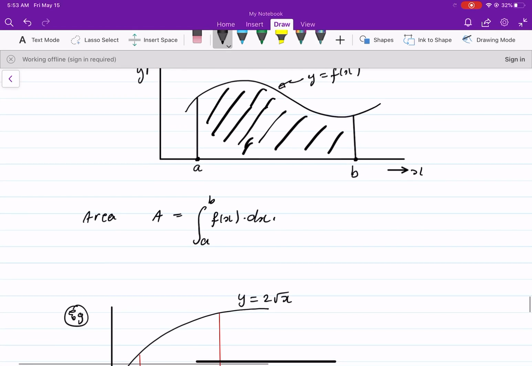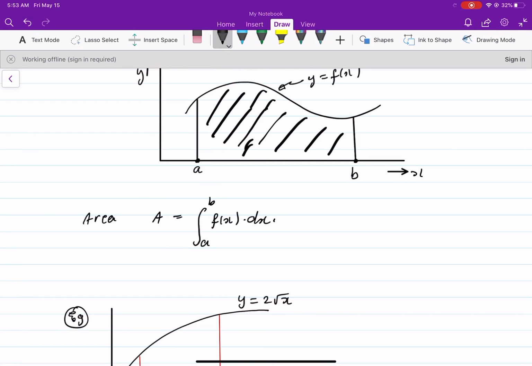Well, without belaboring the point too much, the area is found by integrating. You're going to integrate the function that represents the curve, between the lower boundary on the left, which is a, and the upper boundary on the right, which is b. So the exact value for that area is given by this expression shown there. Area is equal to the integral between a and b of f of x dx.